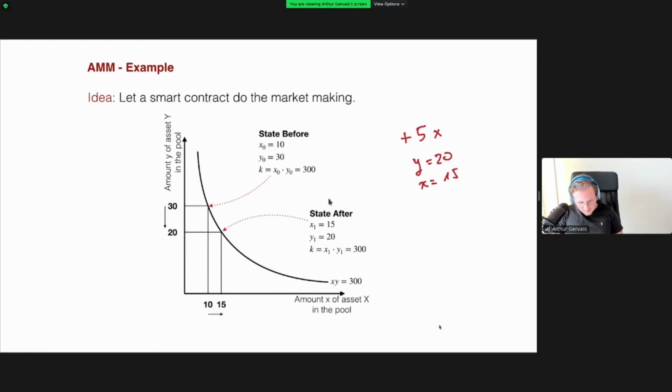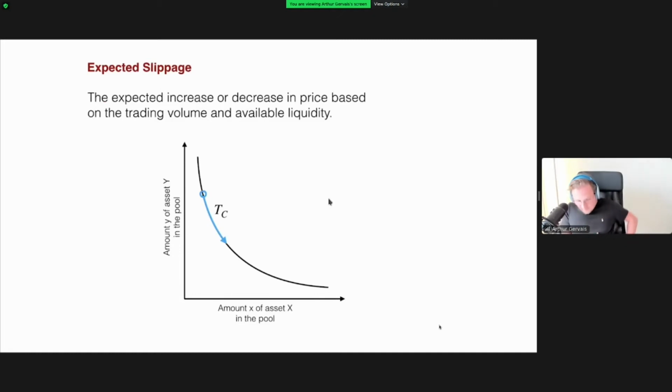So you can see here, this is the liquidity that moved down here and up here, right? You have this curve here, which is actually called a bonding curve, and you move the price on the bonding curve towards this point. Very good.